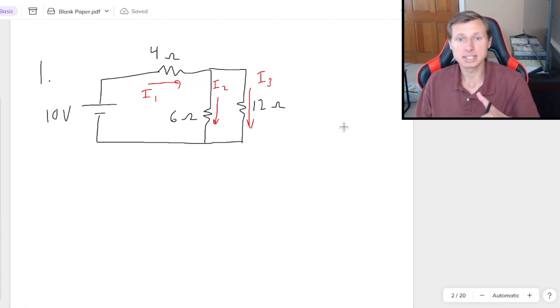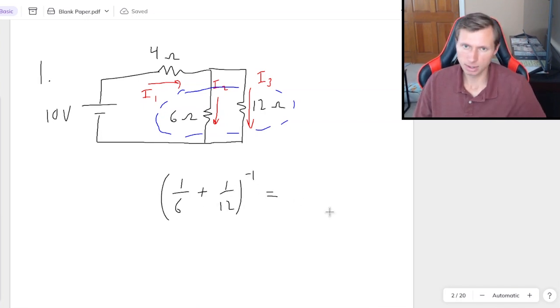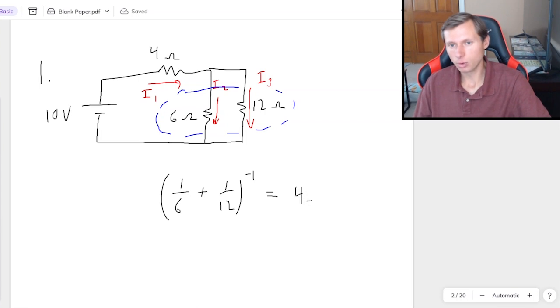Your first step is not to use current division because you can only use that if they're all in parallel, which they're not. So then what do I do here? I would combine resistors. I would combine the 6 and the 12 using the equation 1 over 6 plus 1 over 12 to the negative first power, because that's how we combine resistors in parallel. And that'll get me 4 ohms.